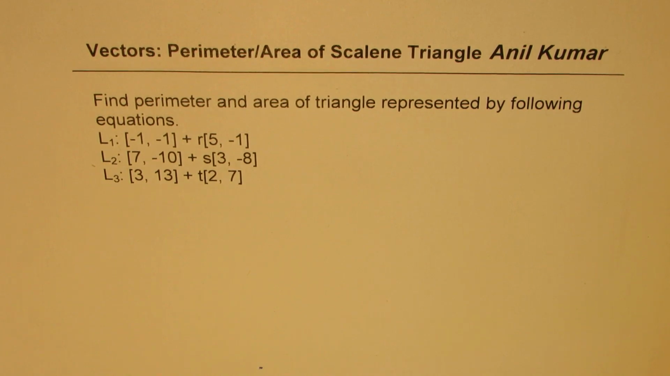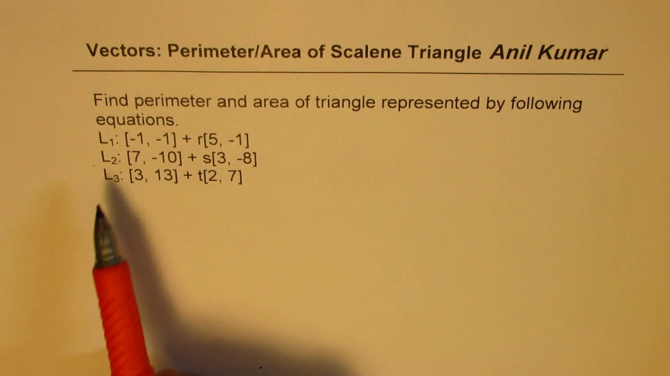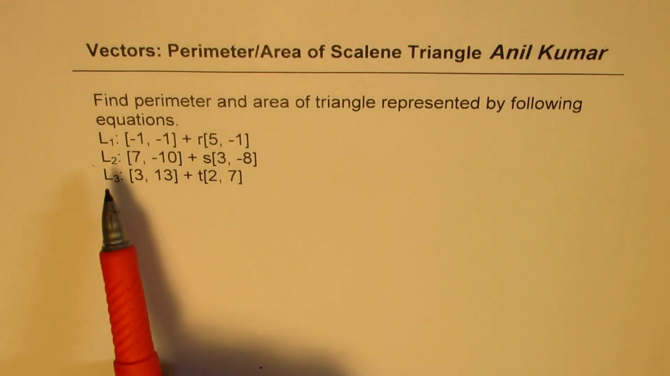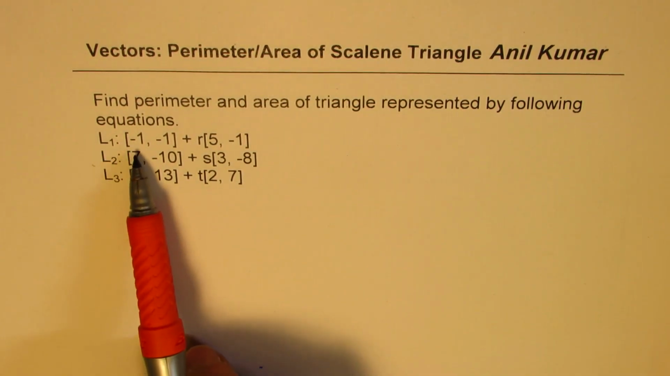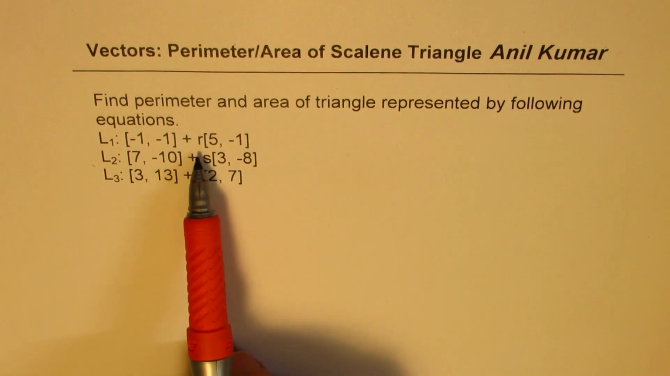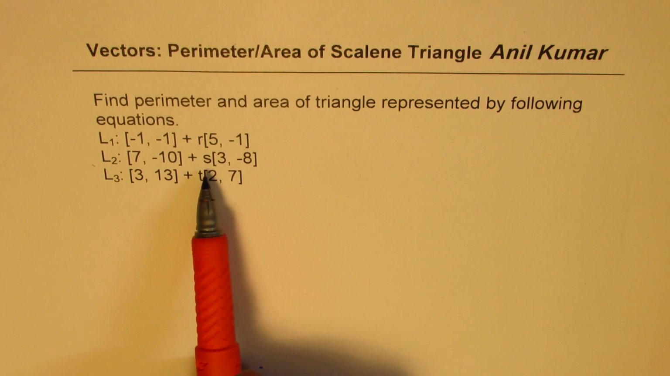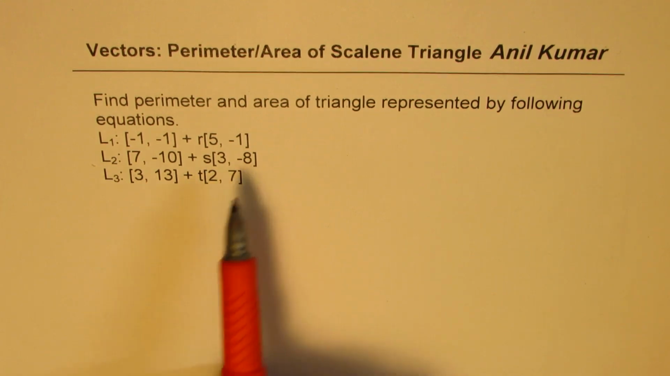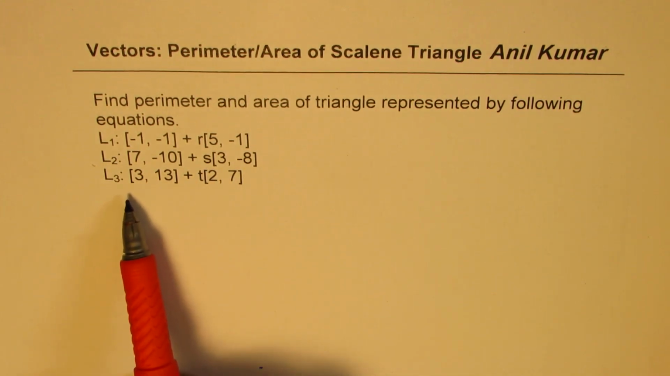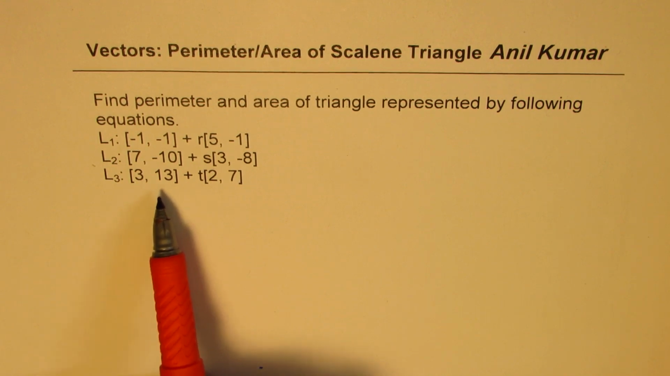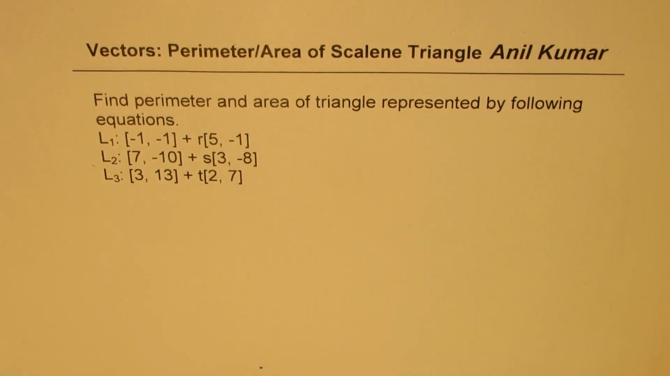We need to find the perimeter and area of the triangle represented by the equations L1, L2, L3. L1 is (-1, -1) + r(5, -1). L2 is (7, -10) + s(3, -8), and L3 is (3, 13) + t(2, 7). Now these are vector equations of three different lines and they form a triangle.